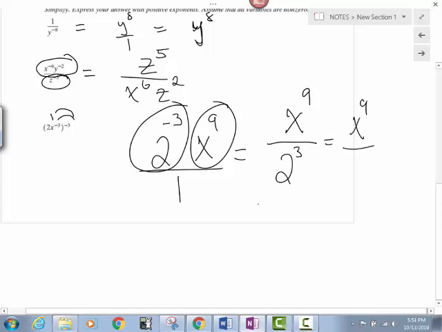Okay. Guys, remember what 2 to the 3rd means. It means 2 times 2 times 2, which is 8. So we end up with x to the 9th over 8. Okay. Let's go to the next page.